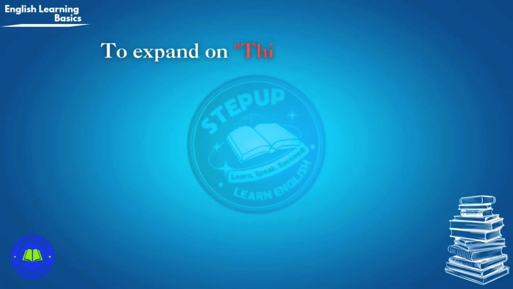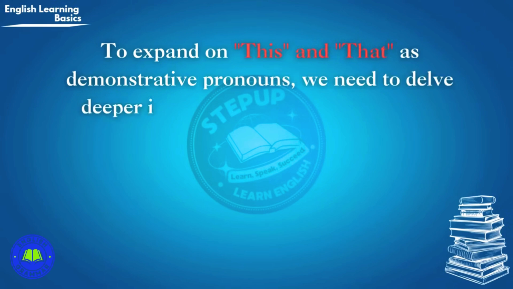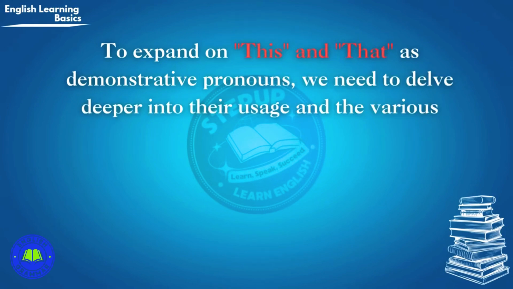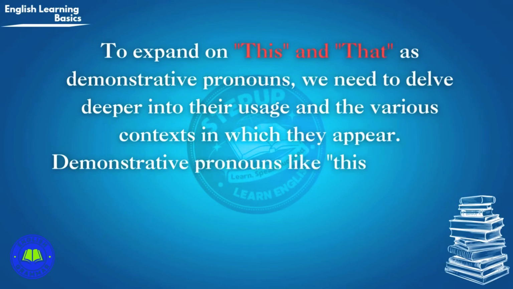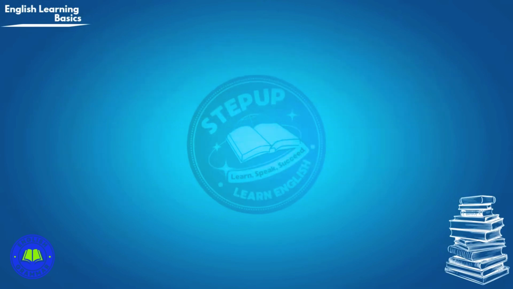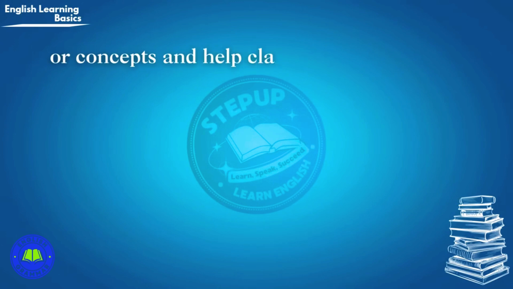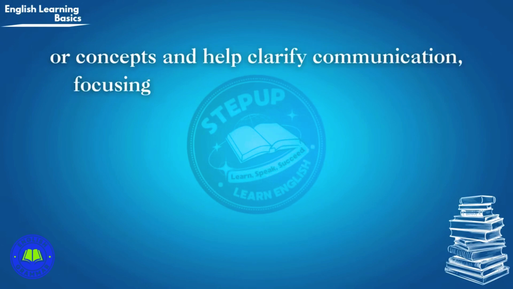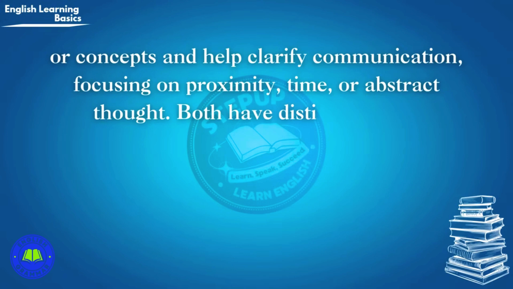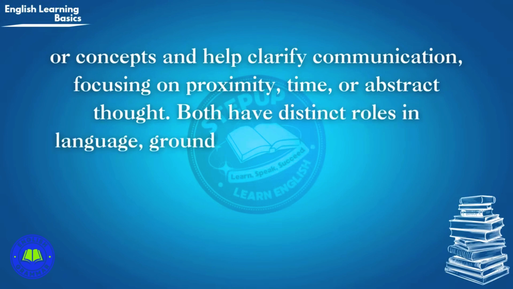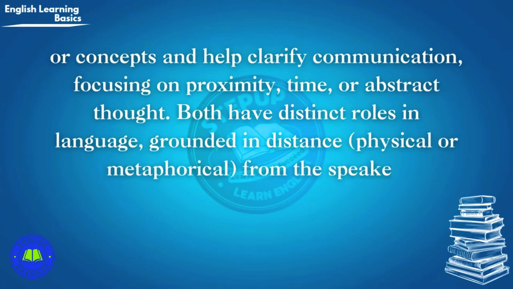To expand on this and that as demonstrative pronouns, we need to delve deeper into their usage and the various contexts in which they appear. Demonstrative pronouns like this and that point to specific items, people, or concepts and help clarify communication, focusing on proximity, time, or abstract thought. Both have distinct roles in language, grounded in distance, physical or metaphorical, from the speaker.